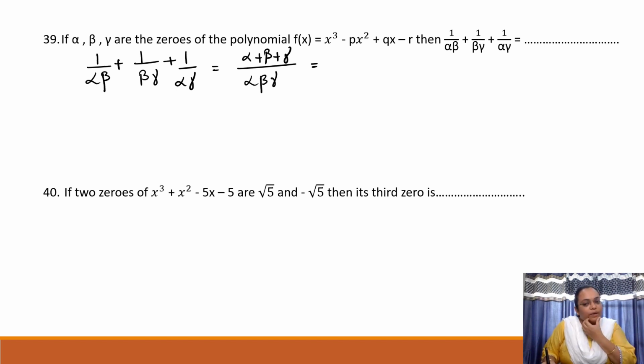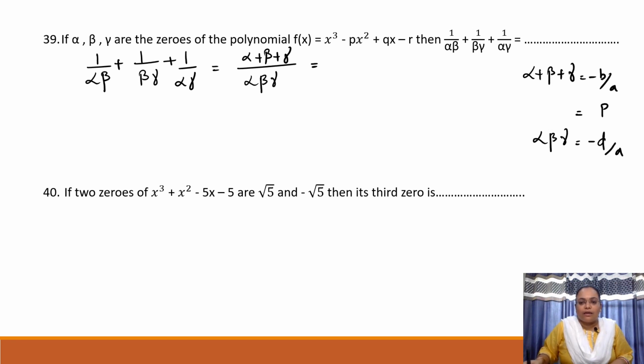So from the given cubic polynomial, what is alpha plus beta plus gamma, which is minus b by a? That is minus p. Minus of minus p is plus p, right? Then what is alpha beta gamma, which is minus d by a, that is minus of minus d is plus d, that is r. So, which is p by r.